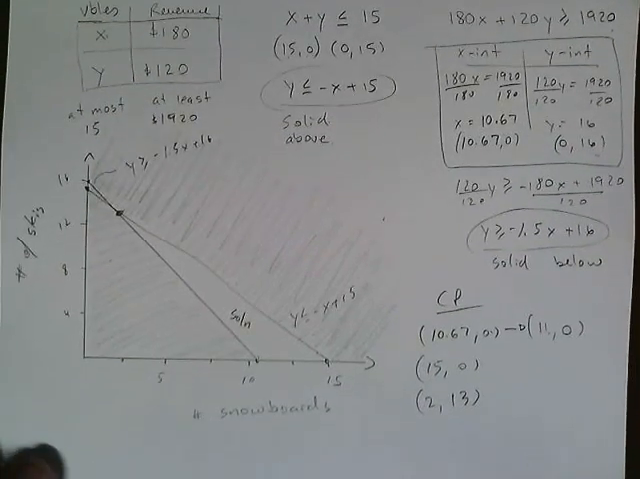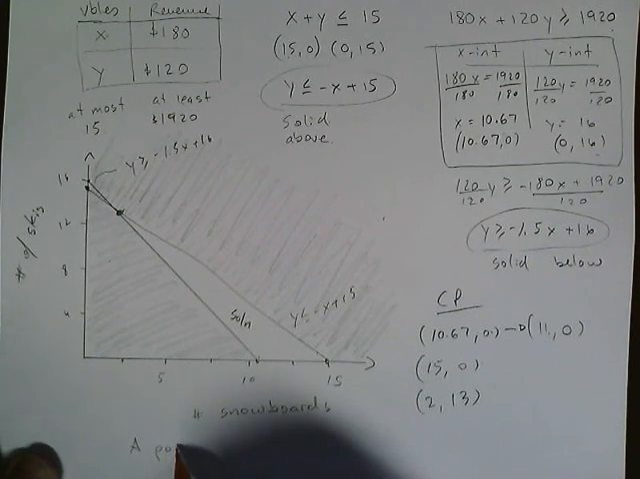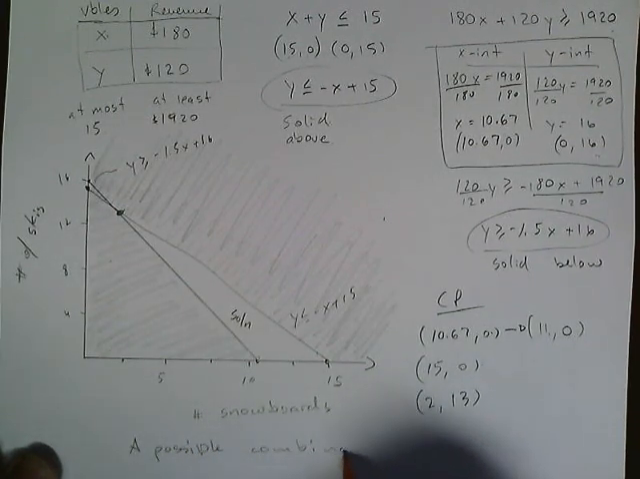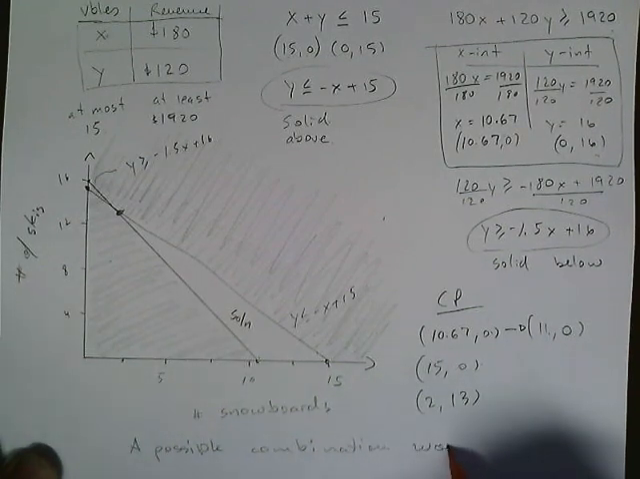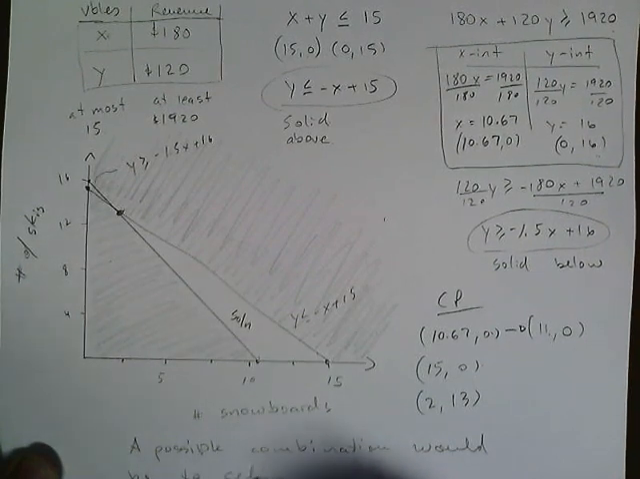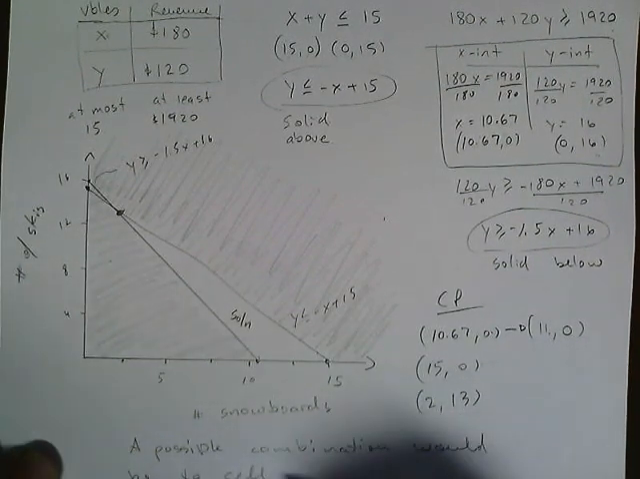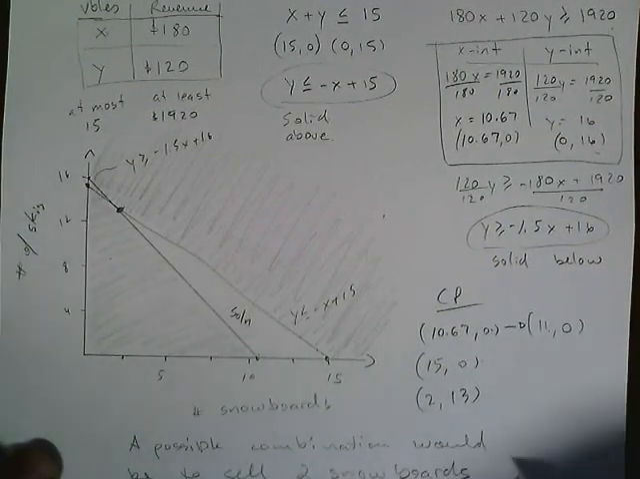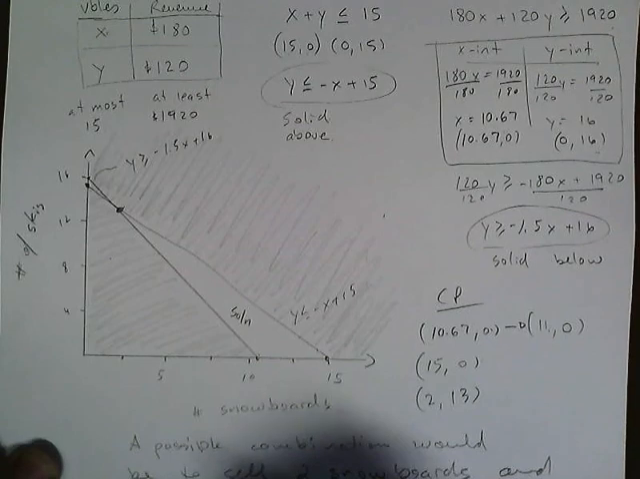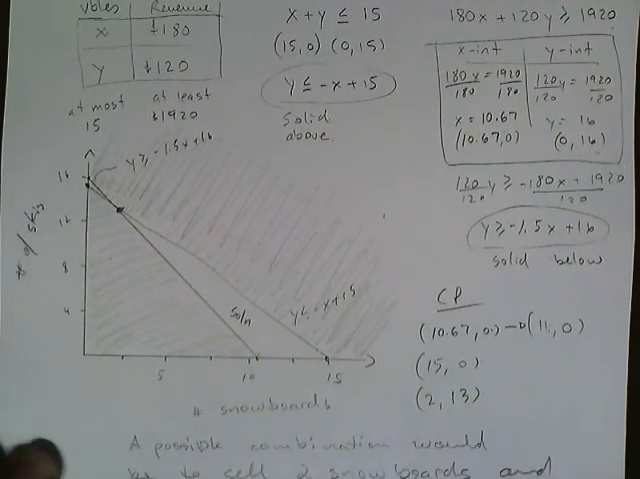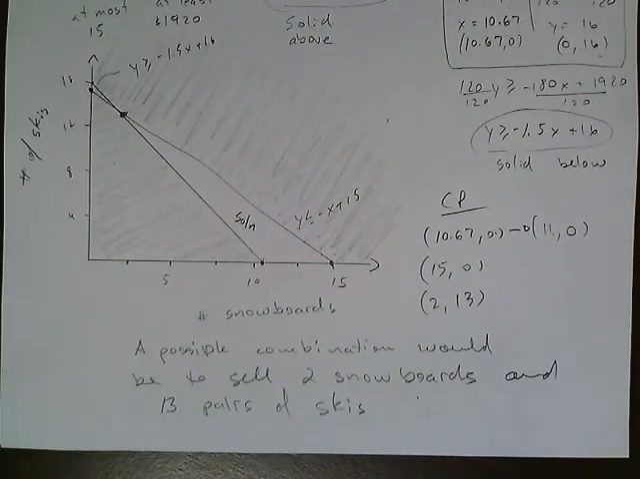Okay, so you have your solution, and we state a possible combination, right? A possible combination would be to sell, let's try this one here, 2 snowboards and 13 pairs of skis. That's one possible combination there.